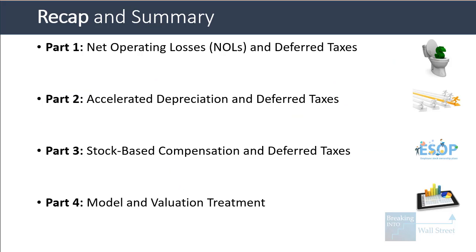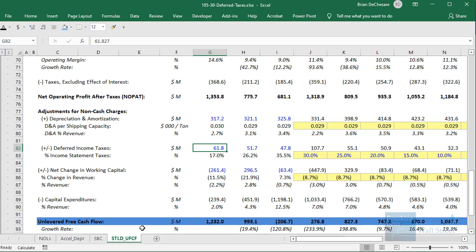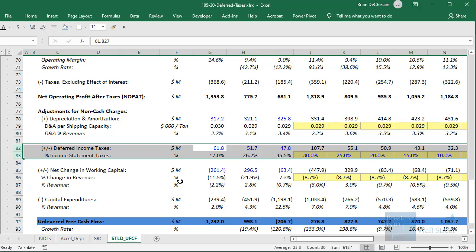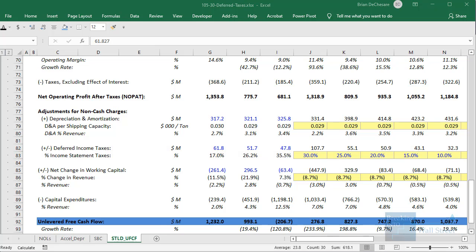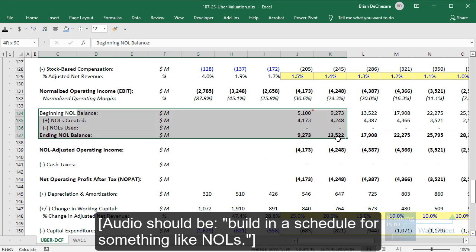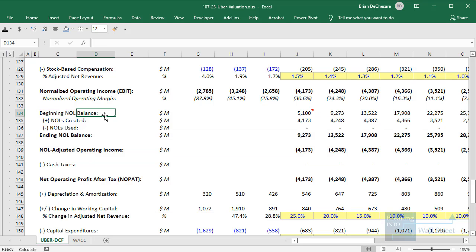And then in part 4, we went through some simple rules for model and valuation treatments. I prefer to keep it simple, as I've been showing you in this Steel Dynamics example. But if you have more time, as in the Uber example, you can certainly build in a model for something like NOLs. I wouldn't recommend building in a schedule for something like accelerated depreciation or stock-based compensation. I would just keep it very simple and maybe use 1, 2, or 3 lines in the model to estimate the deferred taxes in those cases.